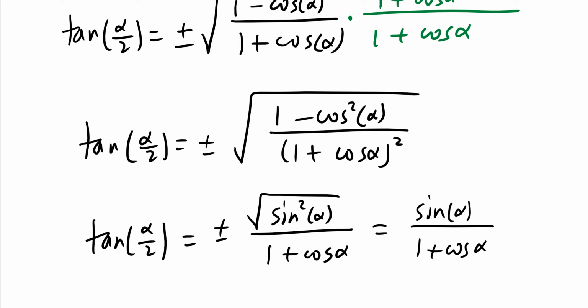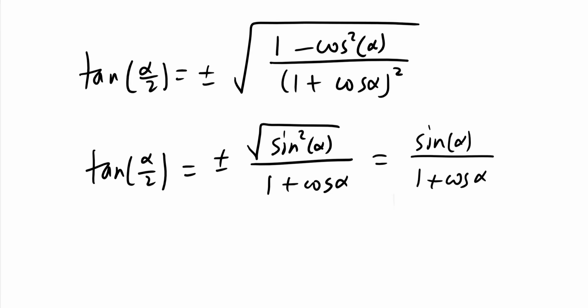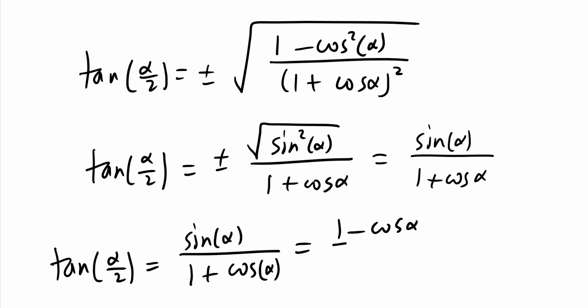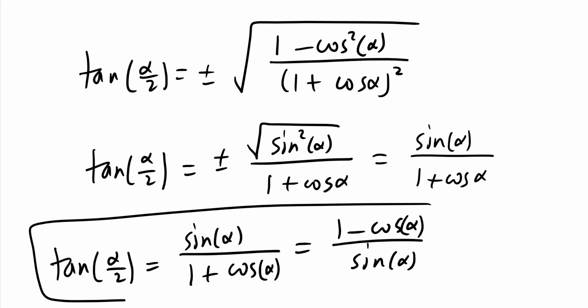If you rationalize again for this, multiply top and bottom by sine alpha, let's say. Then that will give us two formulas for tan alpha over 2. One of them is sine alpha over 1 plus cosine alpha, and the other one is 1 minus cosine alpha over sine alpha. Those are good to know. Half angle formulas for tangent.